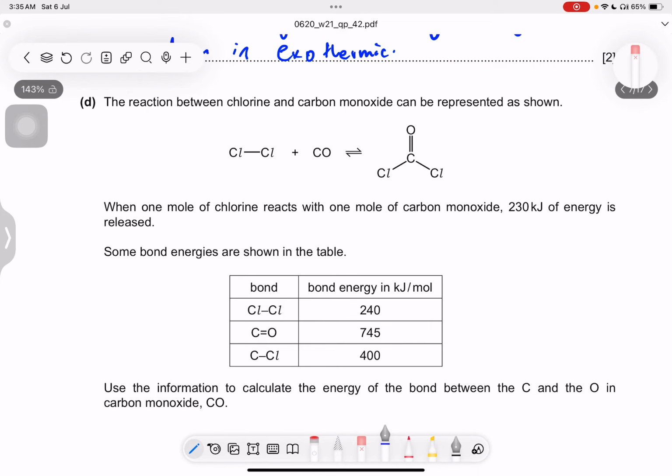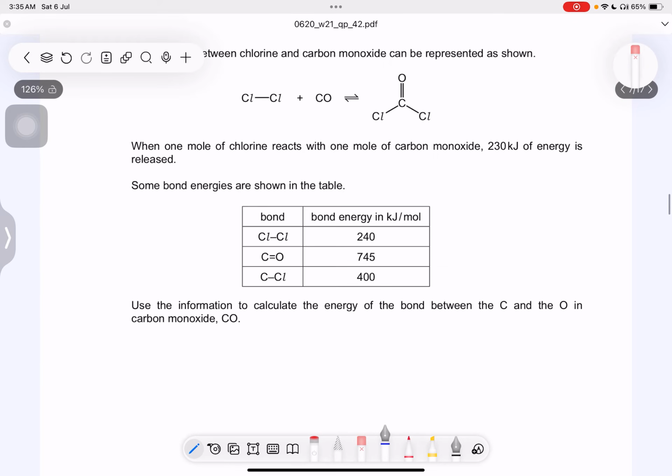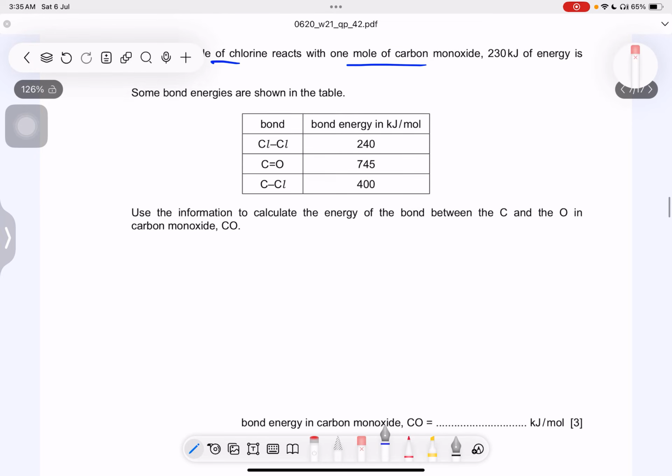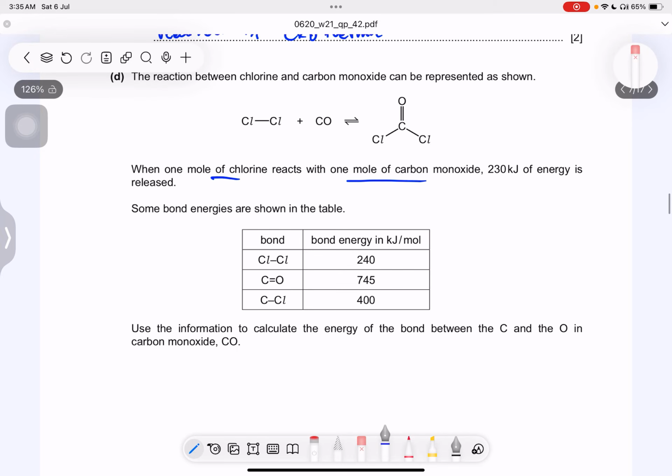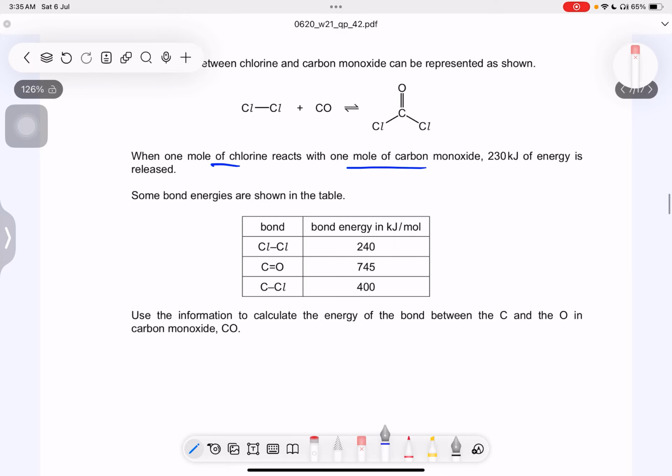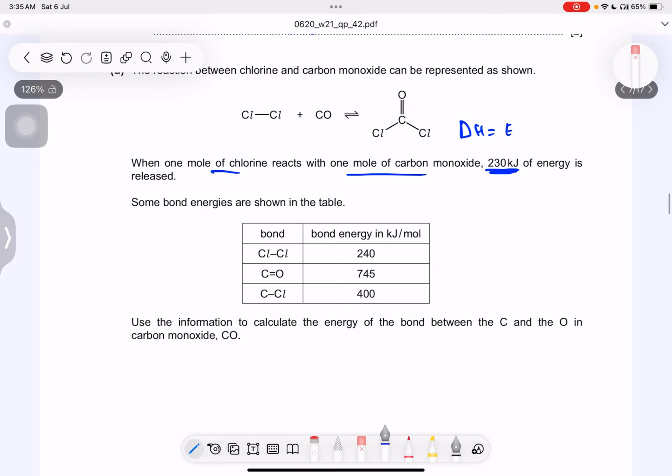The reaction between chlorine and carbon monoxide can be represented, and when 1 mole of chlorine reacts with 1 mole of carbon monoxide, 230 kilojoules of energy is released. Some bond energies are also shown. Use the information to calculate the energy of the bond between the C and the O in carbon monoxide. Okay, so the enthalpy change is 230, and the enthalpy change is basically the energy absorbed minus the energy released.